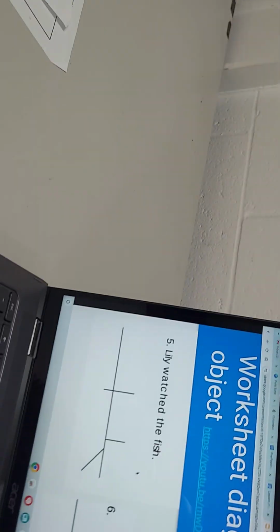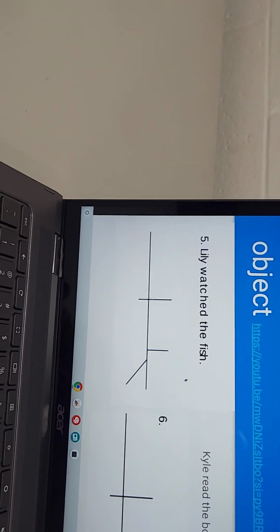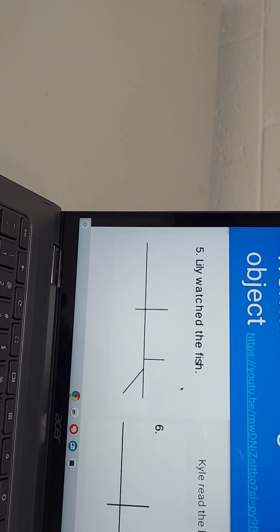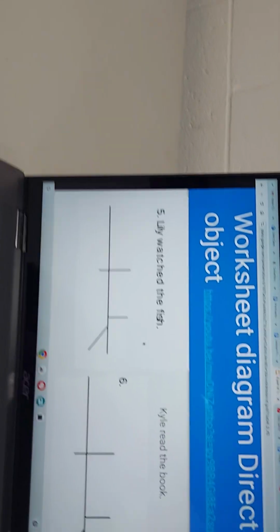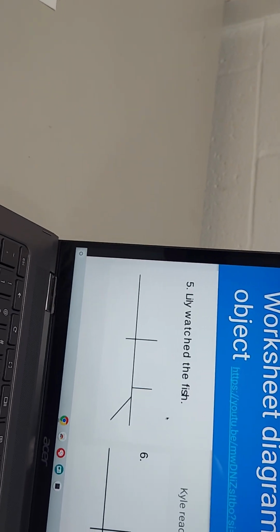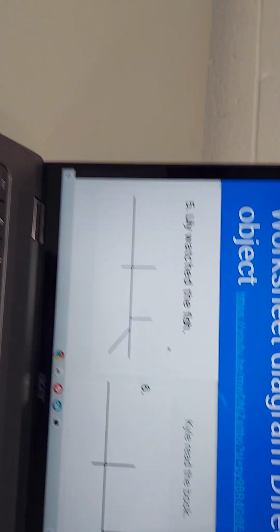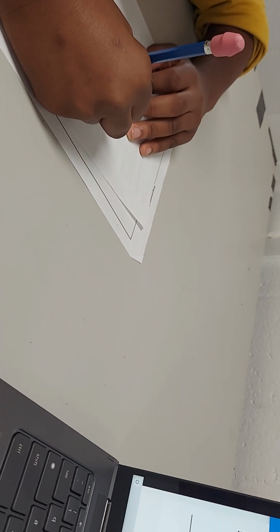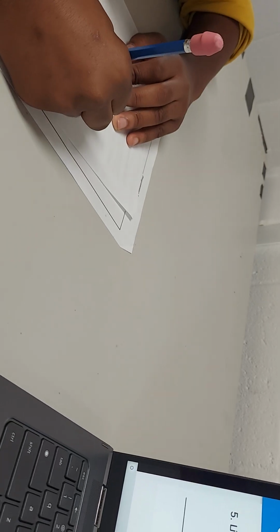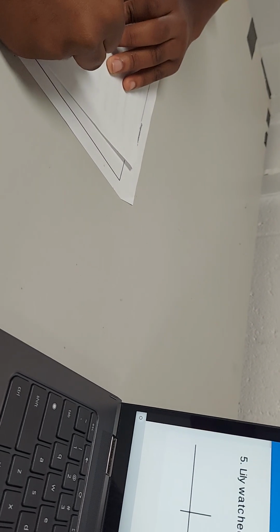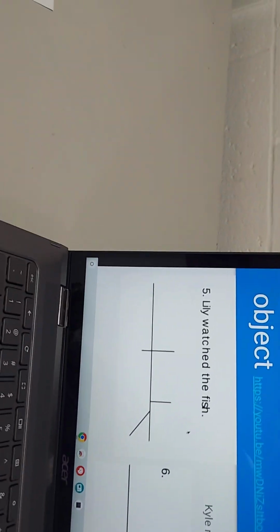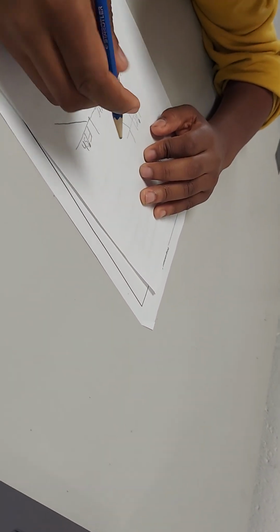Okay, write the word watched on the second line. And then the word fish is the direct object, fish. On the last one, fish. It should be a direct object. And then the word the, where does the word the go? Yep, go ahead and write the word the.